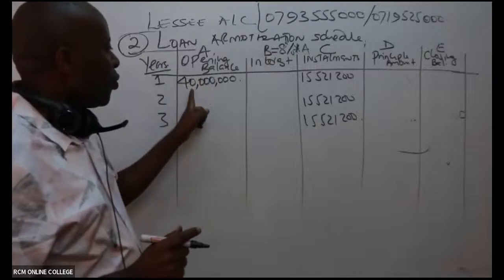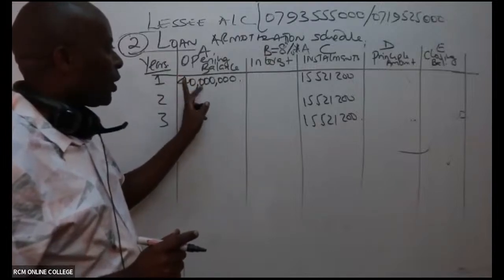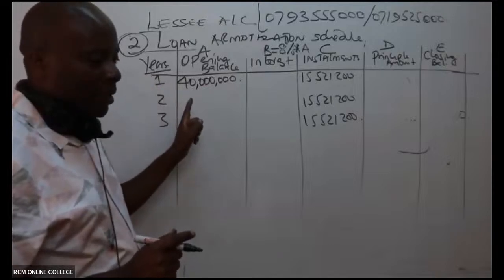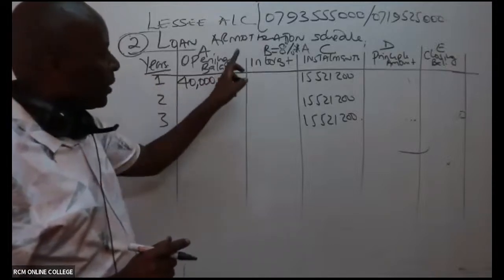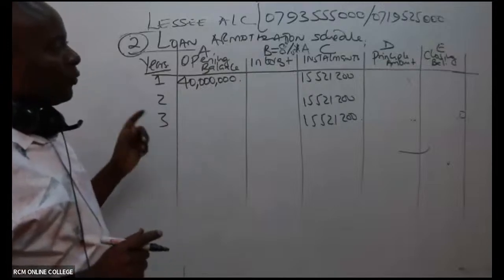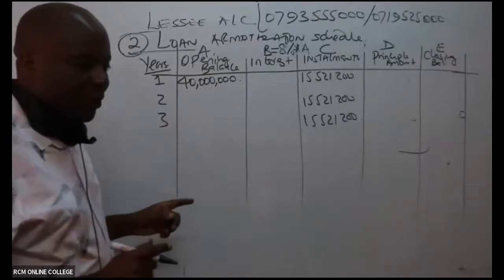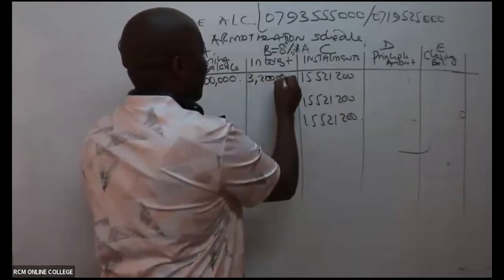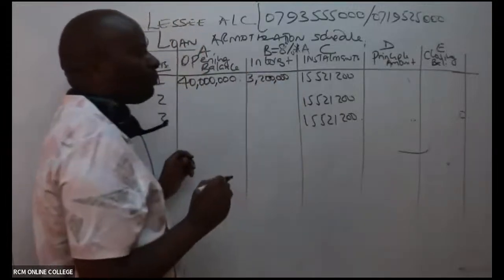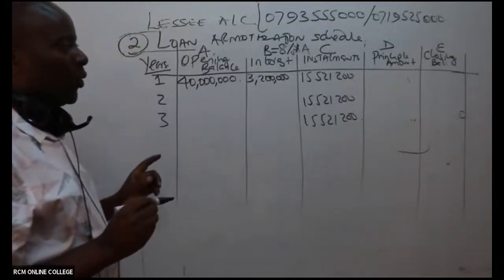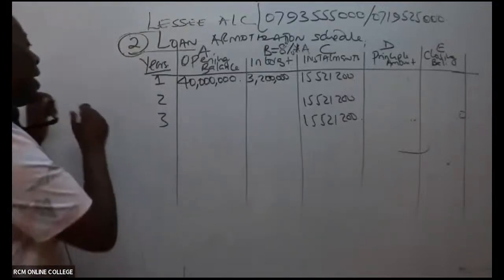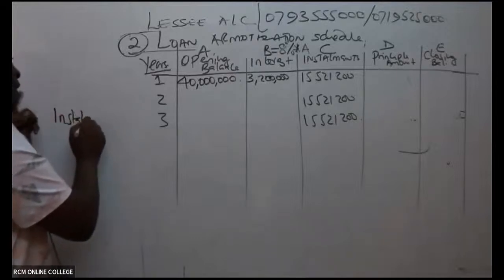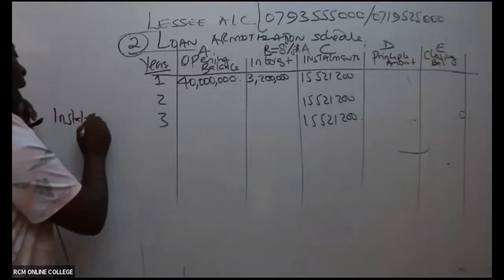8%, we had given you for the whole year. At the beginning of this year, we had given you 40 million. So then what is 40 million times 8%? BR gives me a figure of 3.2 million. 3.2 million.